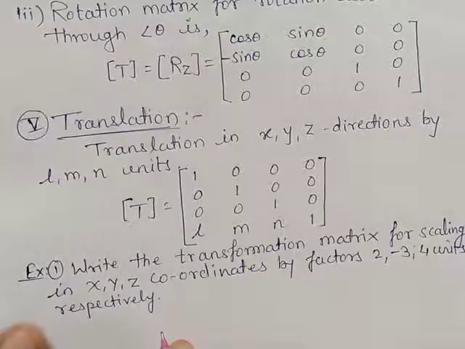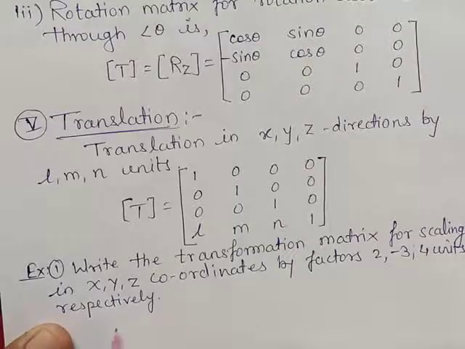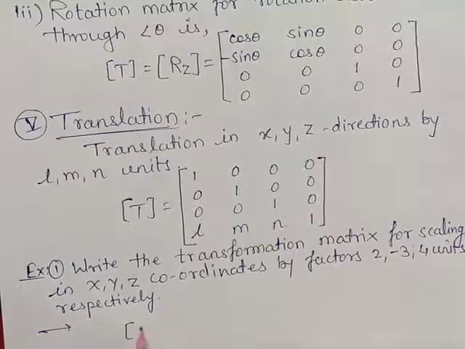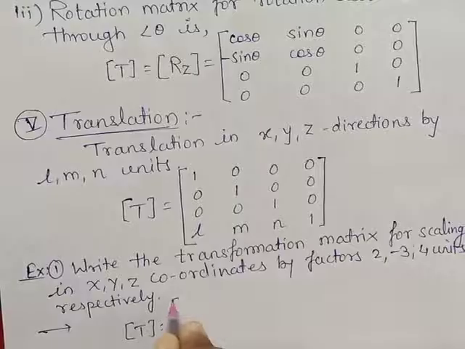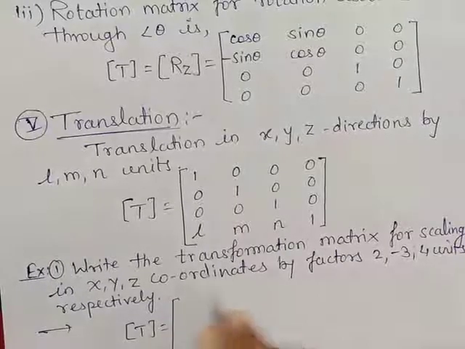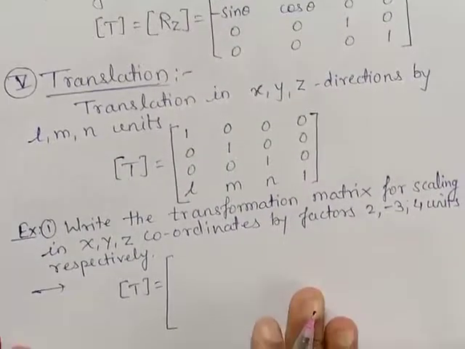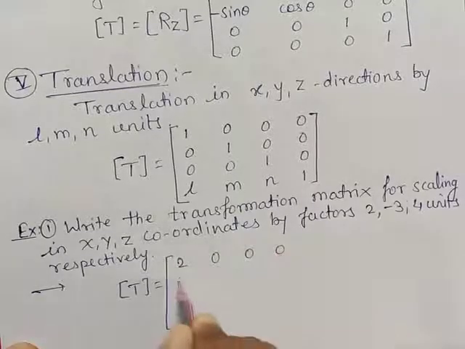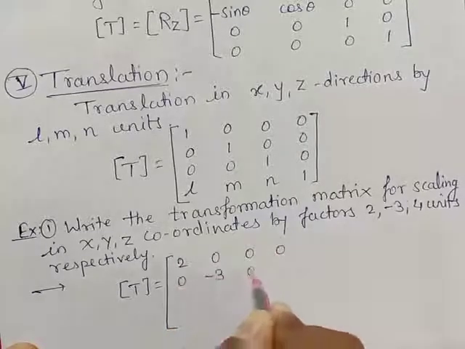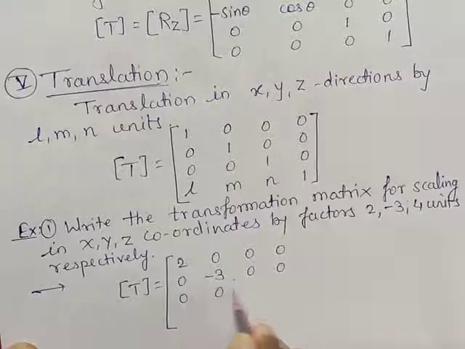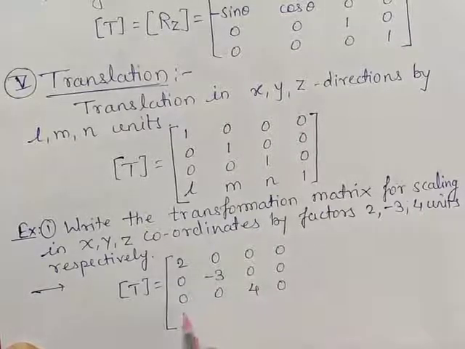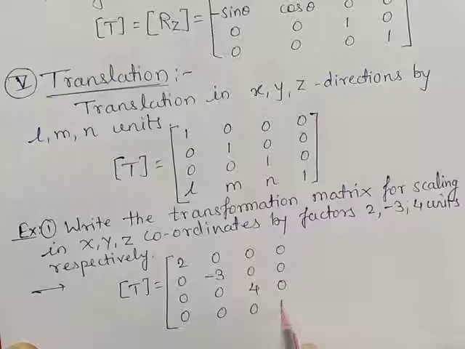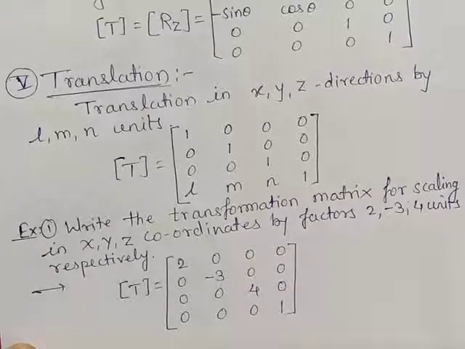Then the answer of this one is what? T should be what? X, Y, Z scaled by 2, minus 3, 4. And what will be T here? 2, 0, 0, 0, 0 minus 3, 0, 0, 0, 0, 4, 0, scaling, right? So this is our transformation matrix for it.